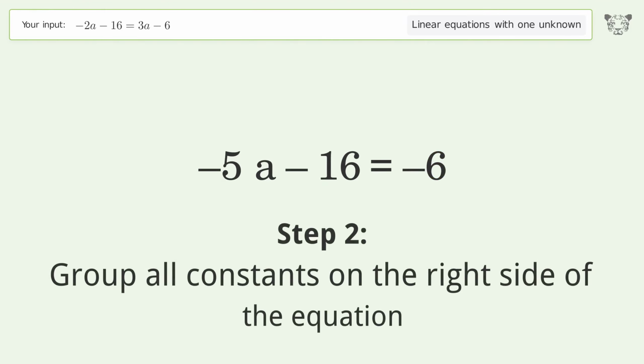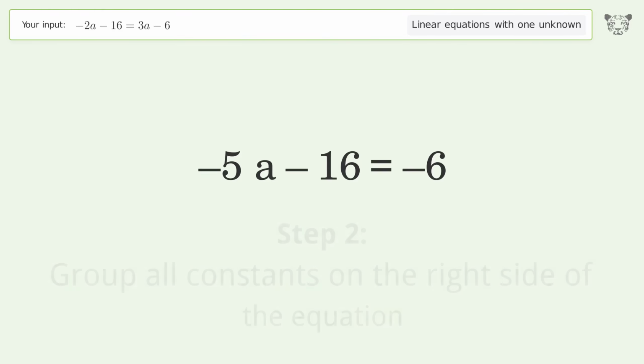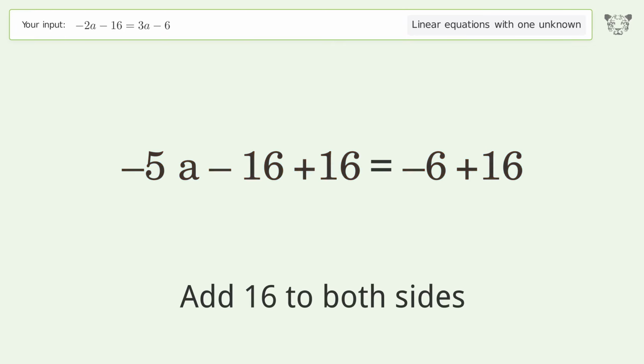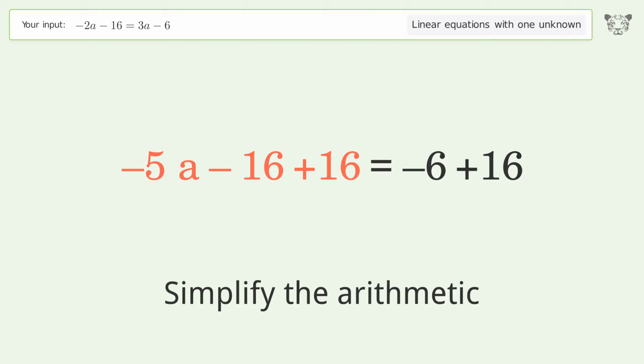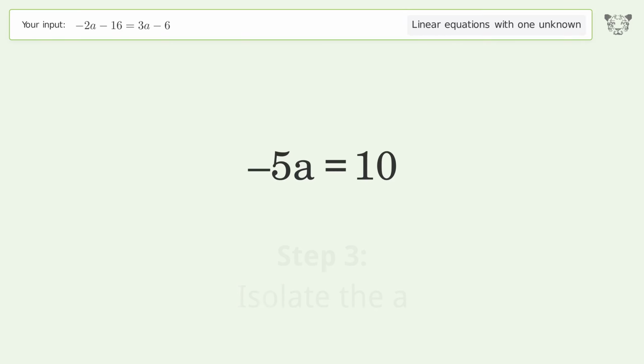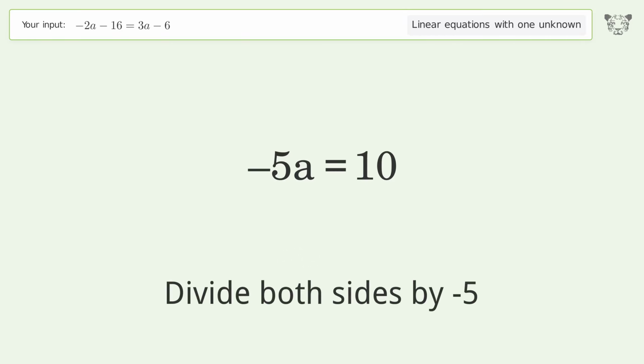Group all constants on the right side of the equation. Add 16 to both sides. Simplify the arithmetic. Isolate the a. Divide both sides by -5.